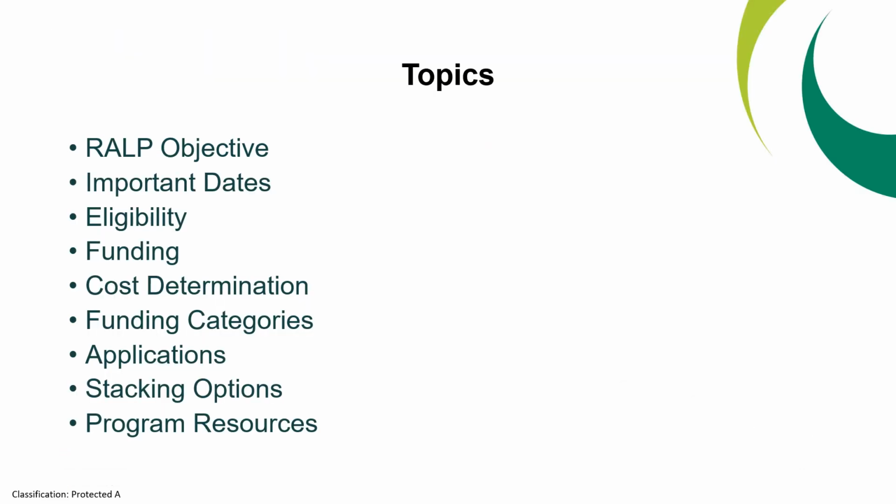Let's jump right into it. So I'm going to go over the RALP objectives, important dates associated with the program, eligibility for funding, the funding offered and the cost determination for that. I will review the funding categories and their BMPs, some notes on applications, stacking options with other funding programs, and then at the end, review the program resources available to you.